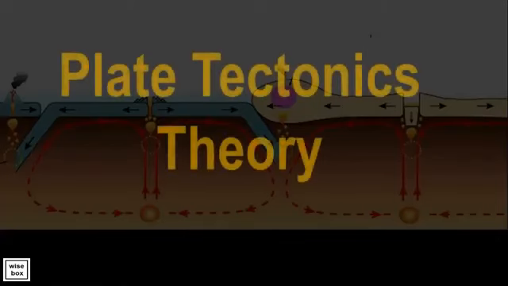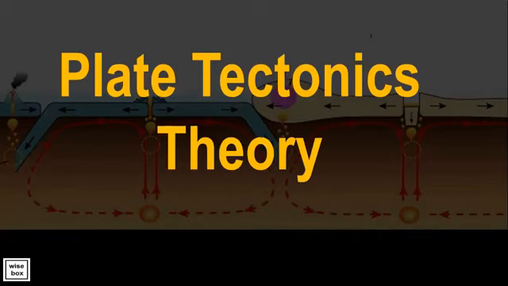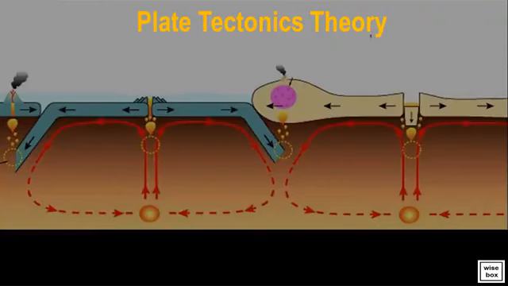The theory of plate tectonics builds on Wegener's theory of continental drift. In the theory of plate tectonics, it is tectonic plates which are moving, and not the continents. Here's how plate tectonics work.